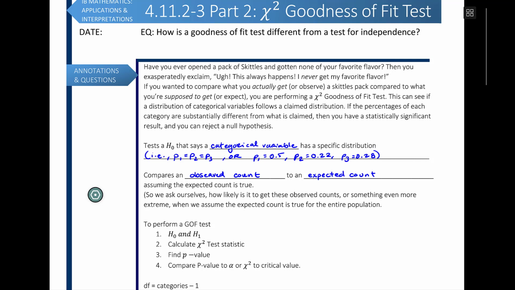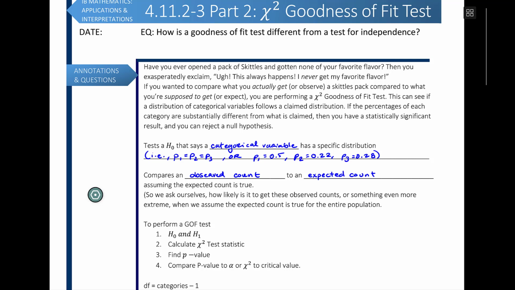Well, if you wanted to compare what you actually get, or observe, in a Skittles pack to what you're supposed to get, or expect, then you are performing a chi-square goodness of fit test. This can see if a distribution of a categorical variable follows a claimed distribution. If the percentages of each category are substantially different from what is claimed to be true, then you have a statistically significant result, and you can reject your null hypothesis.